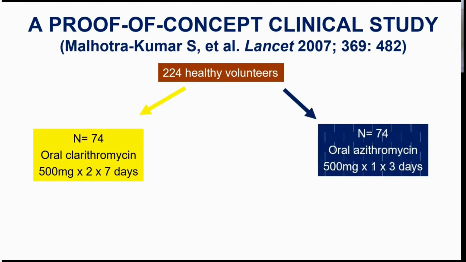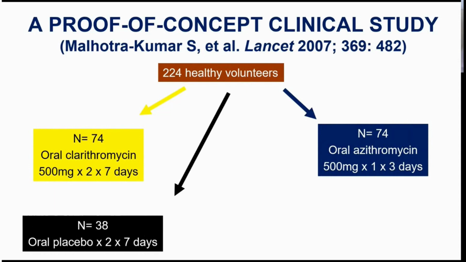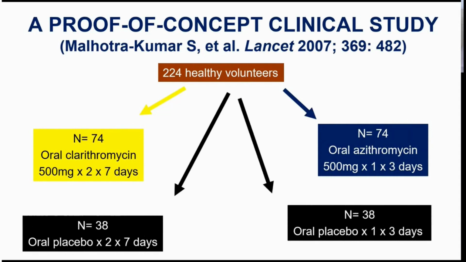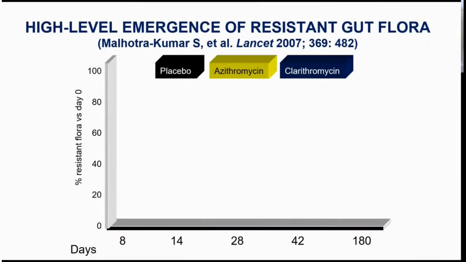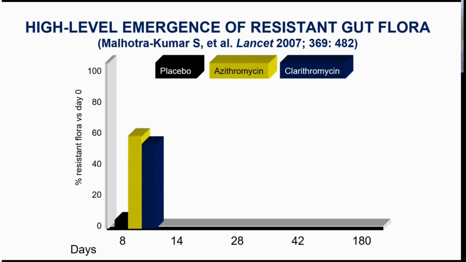daily for 7 days, or oral azithromycin, 1 time daily for 3 days. And of course, other volunteers were getting placebo either for 7 days or for 3 days. And the investigators, over the follow-up of these healthy volunteers, were taking samples of the oropharynx in order to look for the high-level emergence of resistant flora. And look, impressive. On day 8, that means after the stop of antibiotics, there is resistance.